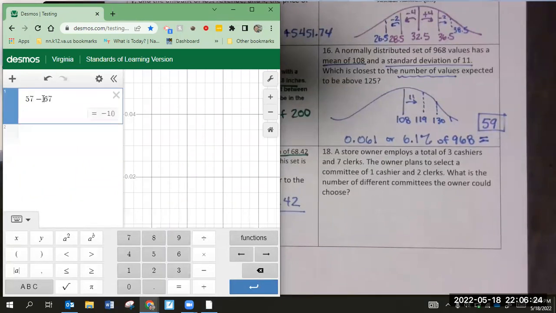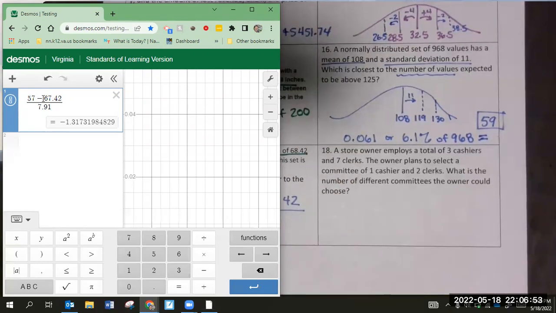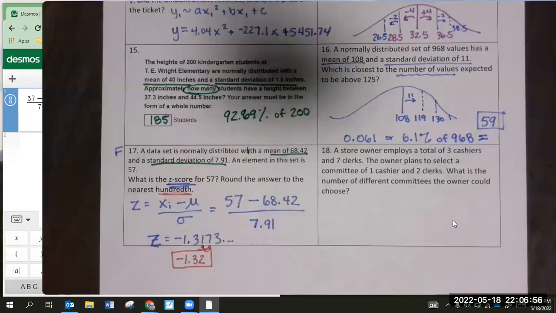So my z-score for this data point at 57 is going to be 57 minus 68.42, and we have to divide all of this by 7.91. It's going to be negative 1.3173, dot, dot, dot. And it says to round to the nearest hundredth. Hundredth means second place. So this has got to go up to a 2, negative 1.32. That is my z-score.